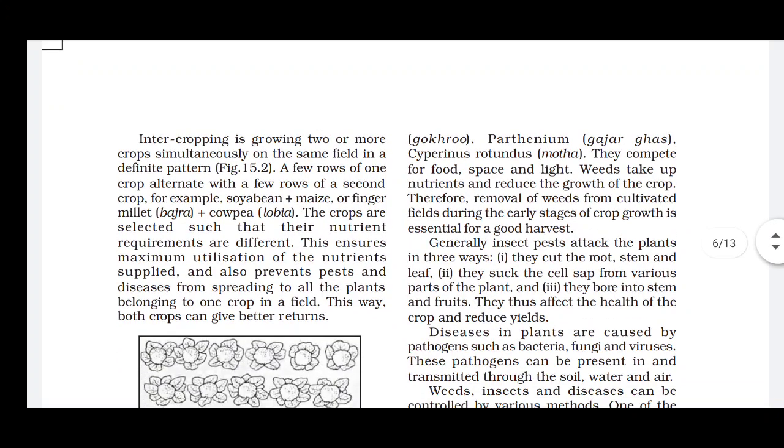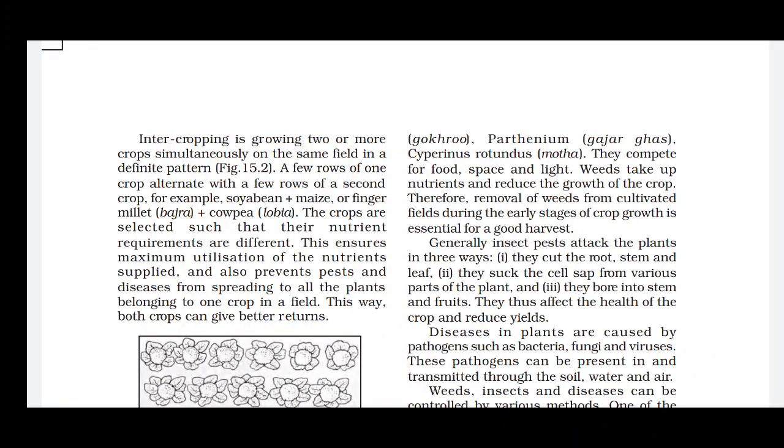The next one is intercropping. In intercropping, two or more crops are grown simultaneously on the same field but in a definite pattern. They will follow a pattern for the growth of the crops. A few rows of one crop alternate with a few rows of the other crop. The crops for intercropping are selected on the basis of their nutrient requirements.